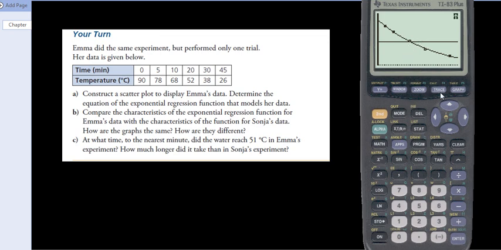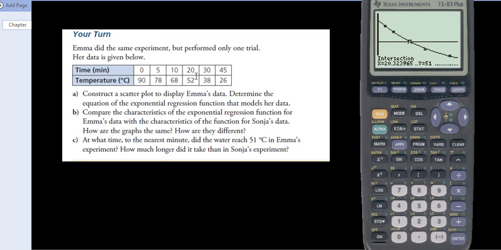So second function calculate 5. First curve, yes. Second curve, yes. Guess, yes, please. And your cursor should show up right there. And so at 51 degrees, that's exactly 20.323965 minutes.